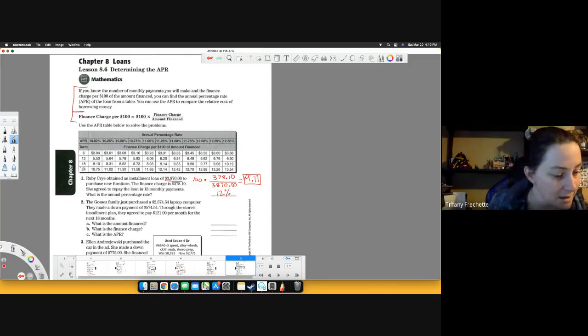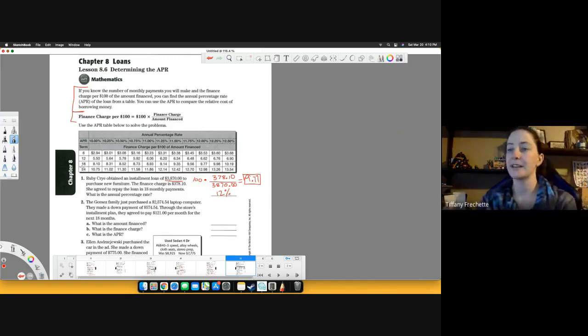The next piece here is, okay, so they do make a down payment in this next one. So let's go ahead and read this one. The Gomez family just purchased a $2,574.54 laptop computer. They made a down payment of $574.54. Through the store's installment plan, they agreed to pay $121 per month for the next 18 months. So we need to know what's the amount being financed.